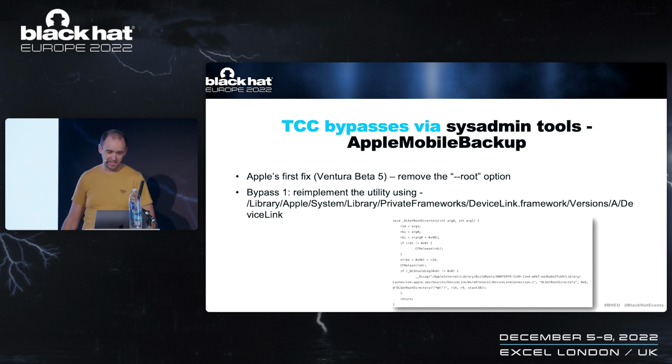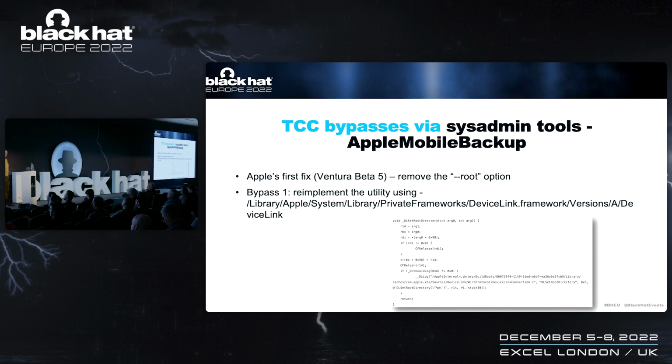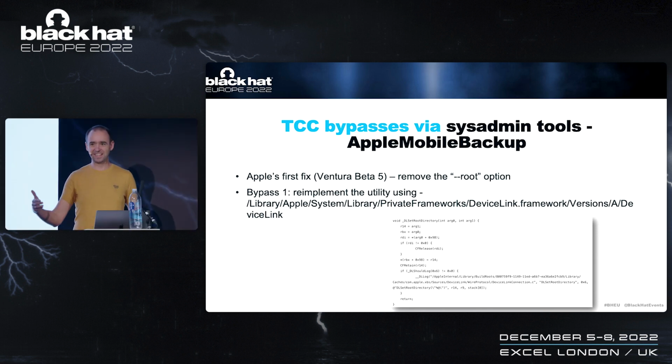Now, Apple came back to me, that was at Ventura Beta 5, and they said we fixed it. It turned out what they did was remove the root option from the utility, which seemed nice on the surface, but the Apple Mobile Backup utility doesn't have any specific entitlements to do the backups itself, and it uses the DeviceLink private framework. Now, this private framework has the function to set the root folder for the backup location, and the framework still had this function.